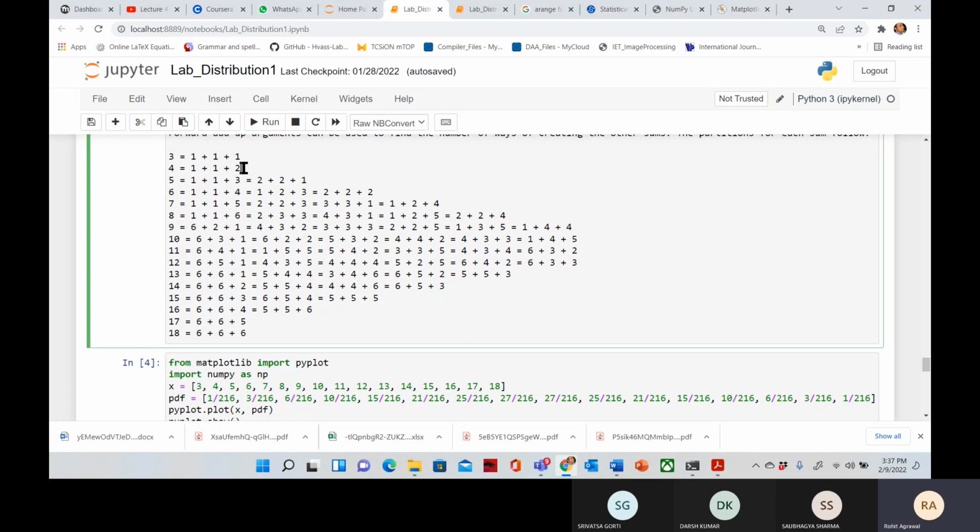Okay. For the next one, that is summation 5, we can have 1 plus 1 plus 3, or we can have 2 plus 2 plus 1. Now for 1 plus 1 plus 3, how many possible combinations are there? Factorial 3 divided by factorial 2.